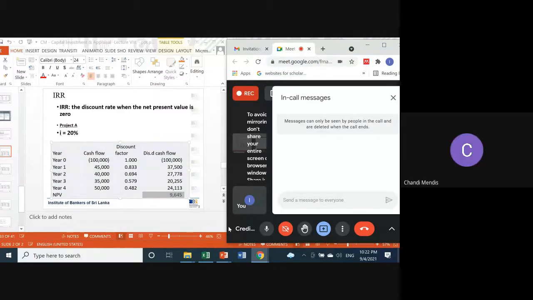So I don't understand this cash flow. If we take year one, 45,000 into the discount factor 0.833, you get 37,500. I have given the answer also, 37,485. It is rounded upward.